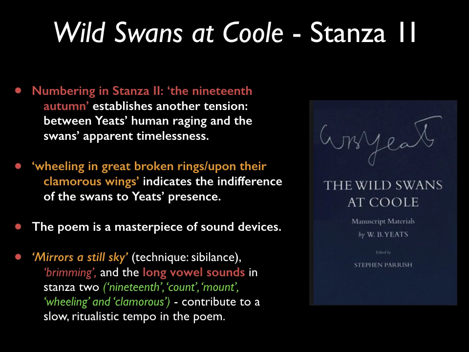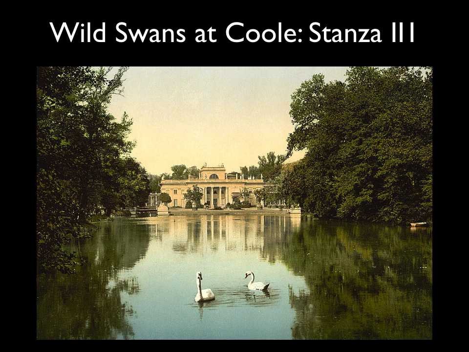The poem is a masterpiece of sound devices as you listen to the way in which the metre progresses throughout the poem. Mirrors a still sky. Sibilance here, and the brimming and the long vowel sounds in stanza 2, 19th, count, mount, wheeling, and clamorous contribute to a slow, ritualistic tempo in the poem. This adds to its reflective nature, as well as looking at the idea of the twilight and fading life.